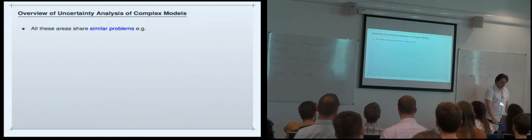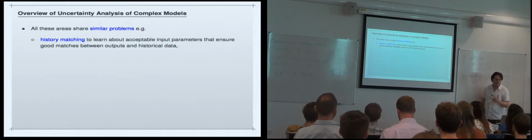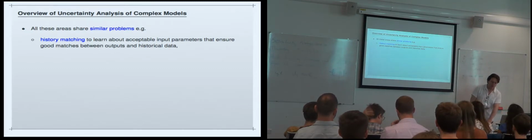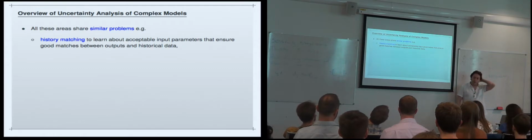Okay. Now, all these areas share similar problems. For example, we might want a history match, which is the idea of learning about acceptable input parameters that ensure good matches between outputs and historical data. I'll make that idea more precise as we go through the talk. But you see the basic problem.